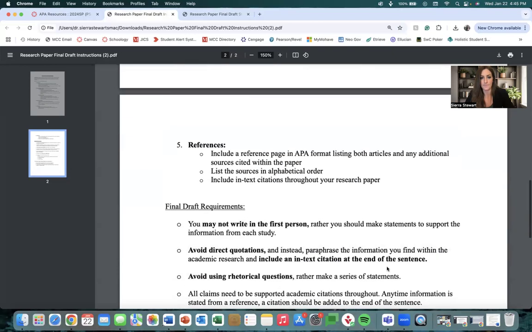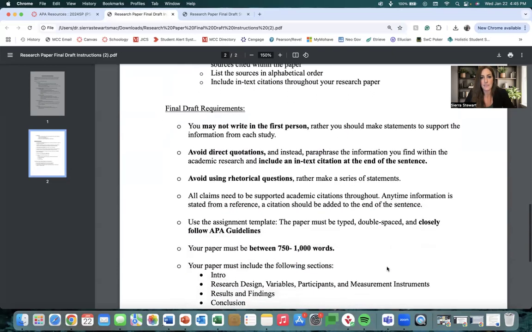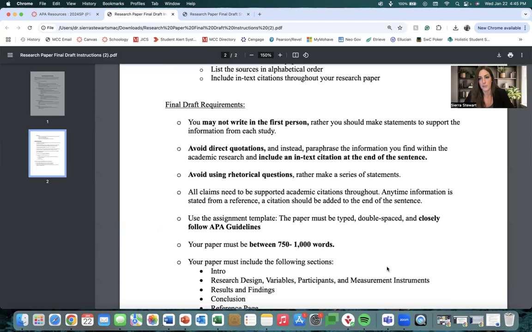So just remember that. So your final draft requirements, again, you cannot write in the first person. So make statements to support the information from each of the studies with your in-text citations as well. Try to avoid direct quotations because you really want to paraphrase that information as much as you can. Remember, anytime that you paraphrase, you still need that in-text citation at the very end. Avoid using rhetorical questions. So instead of asking the reader, just tell the reader what you're trying to say. All of your claims or all the information need to be supported by academic citations throughout.